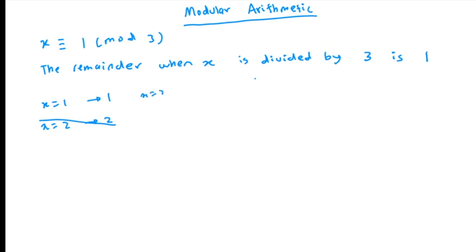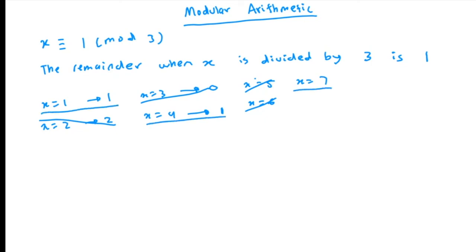If we set x equal to 3, the remainder when 3 is divided by 3 is 0, so it does not work as a solution. When we write x equal to 4, the remainder when 4 is divided by 3 is 1, so it does work. If you continue writing this, we will see that certain values work and certain values do not. Now, one common thing you will notice about all of these numbers is that x is basically congruent to 3k plus 1, for any positive integer k. This equation holds true.